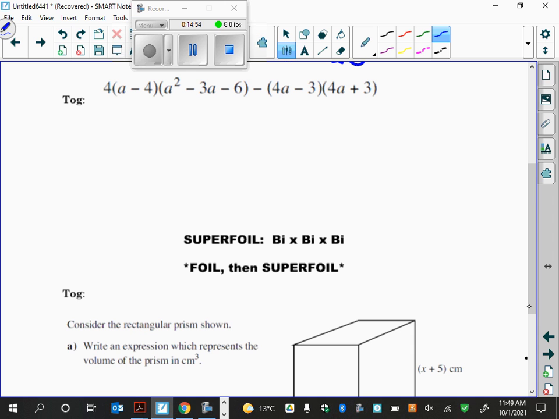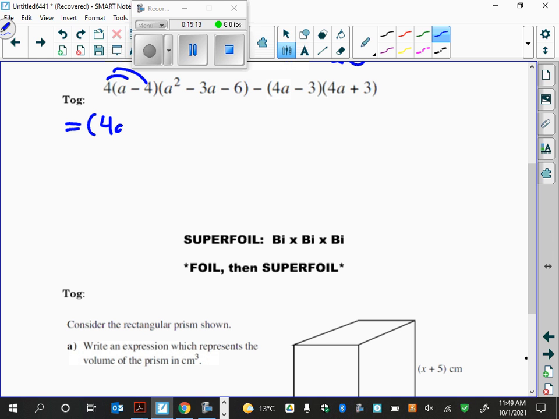So to start here, you have options. You can either SuperFOIL and then distribute the 4. Or in this case, we're going to do this together just so we have the same terms. We can distribute to the first bracket and then SuperFOIL. So let's do that together with an equal sign.